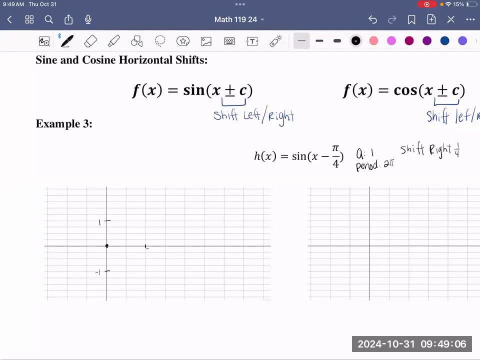So if this is pi over 2, we're up here. Pi, we're back down. 3 pi over 2, we're down here. And 2 pi, we're right here. And I might even grab one more. Let's do 1, -1. So we're all the way right here. All right, so when I graph this, I'm going to be showing you that we're shifting all of these points here to the right.